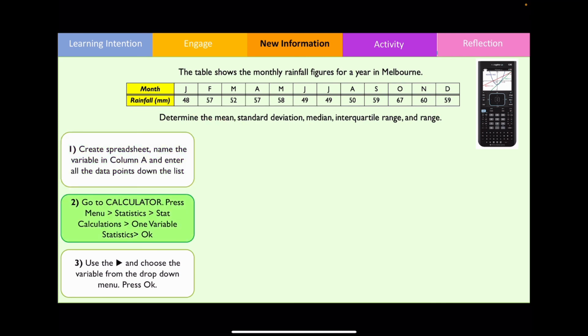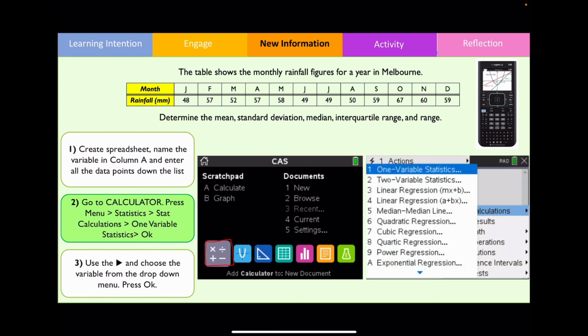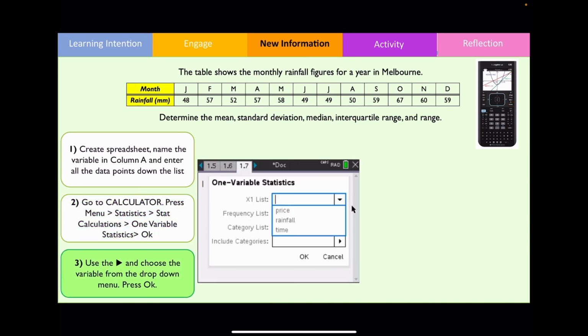Once you've completed doing that, you're going to click on the main home screen button, and then click on the calculate icon over here. Once you've done that, press the menu button found on the calculator, then select statistics, stat calculations, one variable statistics, and then hit the OK button. If you've done that, the window that pops up should look something similar to this.